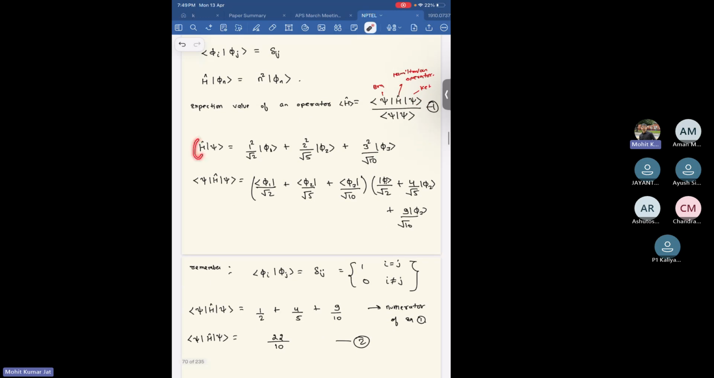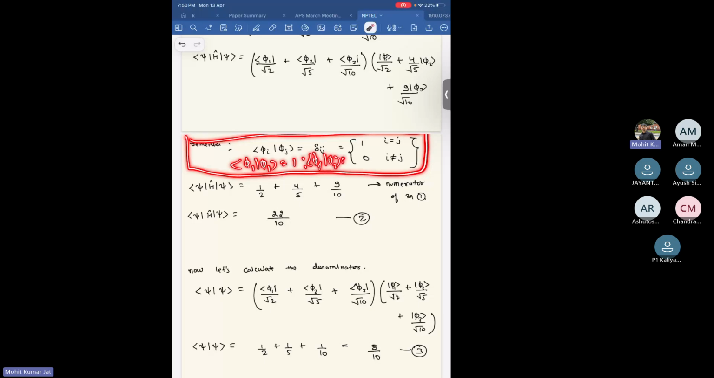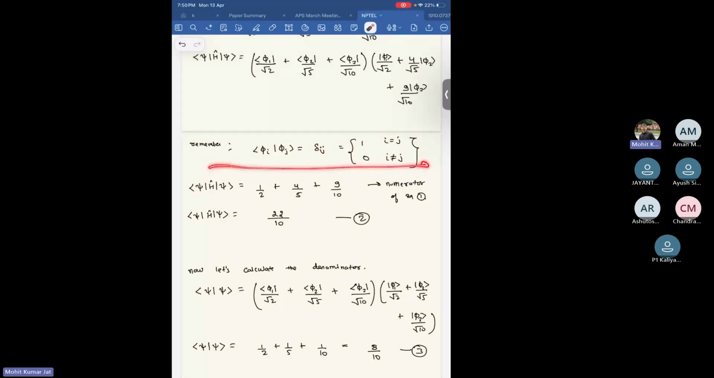So when this Hamiltonian operates on phi n, it gives n square times phi n. When it operates on 1, it gives 1 square. When it operates on 2, it gives 2 square. When it operates on 3, it gives 3 square. So now you have this state, and you just multiply it with the bra part of it. And orthonormal means this: if i is equal to j, let's say phi 1, then it will be 1. But if it is phi 1 and phi 3 or phi 2, it will be 0. That's what orthonormal means.